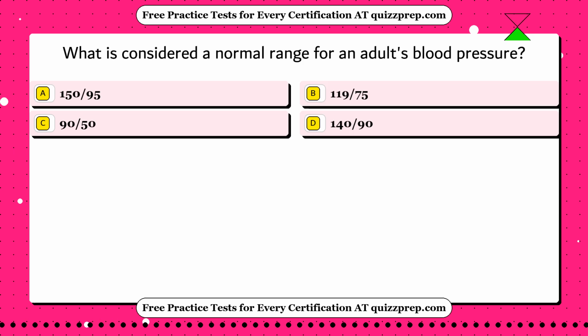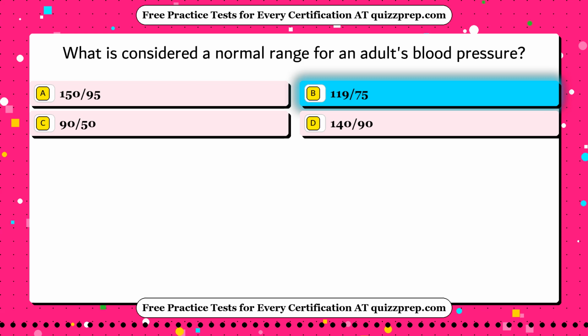Question 23. What is considered a normal range for an adult's blood pressure? Option A, 150/95. Option B, 119/75. Option C, 90/50. Option D, 140/90.